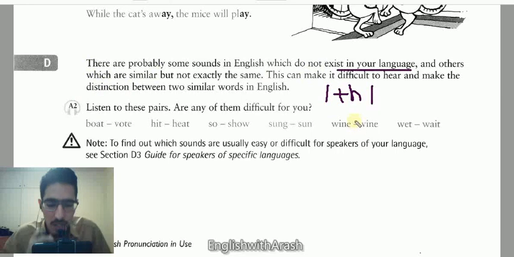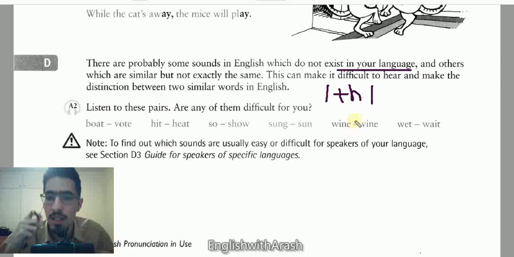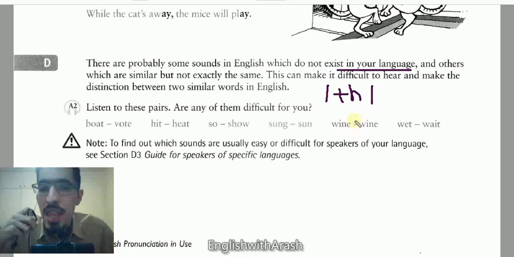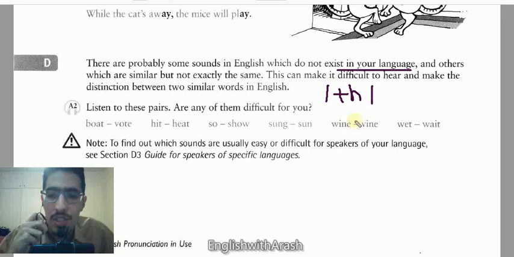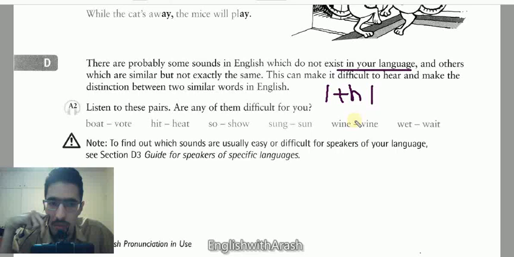Because the pronunciation is you put your tongue between your teeth and you push out some air like this. For example, thank you. Look where my tongue is. Thank you. You put your tongue between your teeth and you push out a little air. Thank you. So we don't have it in Farsi. We never say that sound, th.